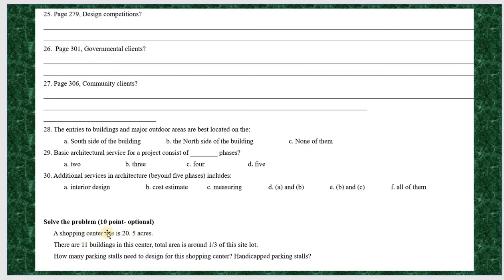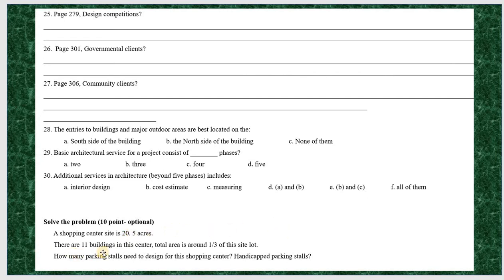The site means totally everything, including the building and the landscape and everything inside the property. So if you look at the shopping center site, that means the total lot size is 20.5 acres. You need to calculate that one. 1 acre equals 43,560 square feet times 20.5, and you get how many square feet.